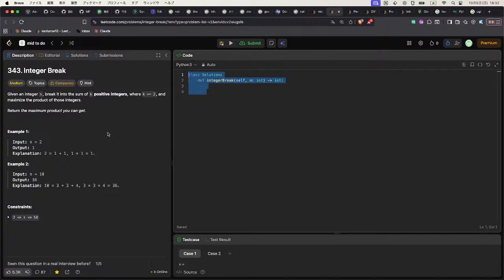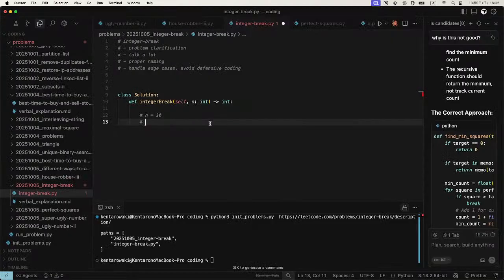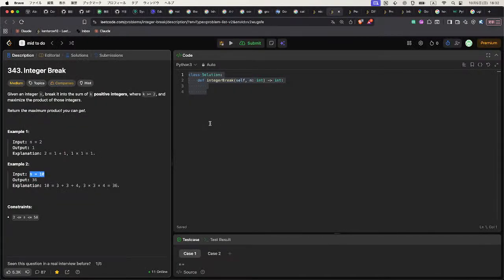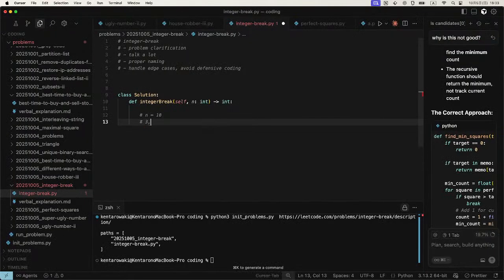Maximize the product of those integers. I have no idea about this, so let me try examples. 3 3 4, it's 5... 3 2 2 3 5 is 30. Yeah, 1 2 2... 2 2 2 2 2 is 32.